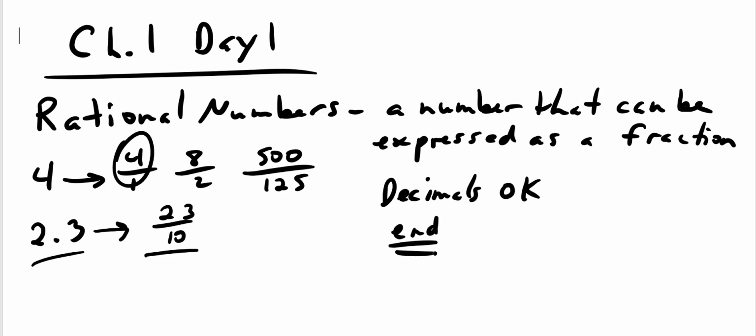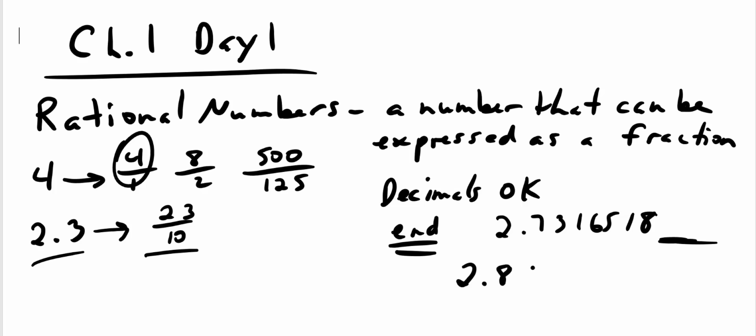If it ends, I could say 2.7316518. That's a rational number, because it ended. It's not like it keeps going. If it repeats, so something like 2.838383, with a line over the 83 repeating, that's okay too, because it's repeating the same numbers, and that makes it a rational number. You could turn that into a fraction. So it can be anything.